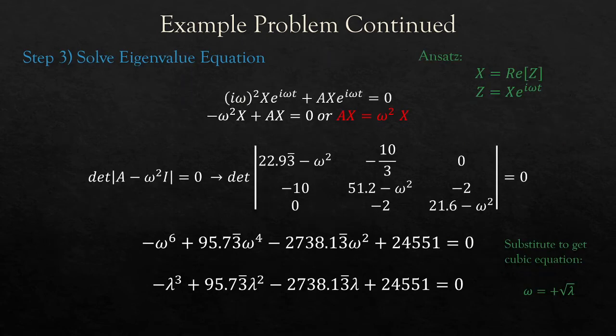So I differentiate here twice. After plugging in this substitution, we obtain the eigenvalue equation. We can see here that our eigenvalue equation is the angular frequency squared. So to find the solutions, we can set the determinant of this equal to 0. We can substitute lambda here and only consider positive frequencies to get a cubic equation that can be solved.